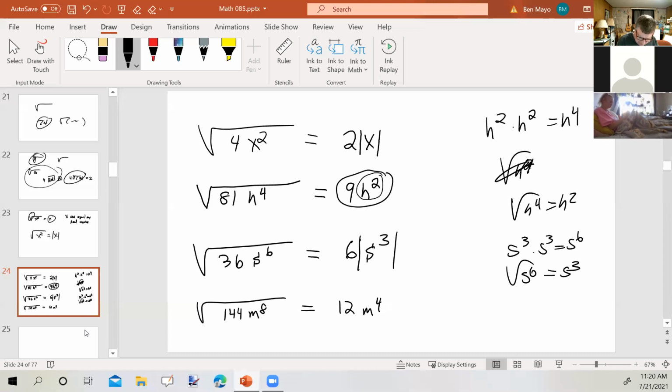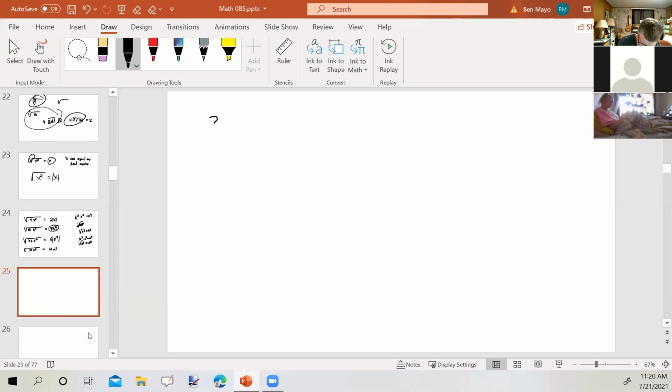What about this one? What about the cube root of 8x cubed? Well, that would be 2x. Do I need absolute value bars here? No, because with an odd root, I can have a negative answer. That's all right. So it goes back to those two rules. I'm going to repeat them again.